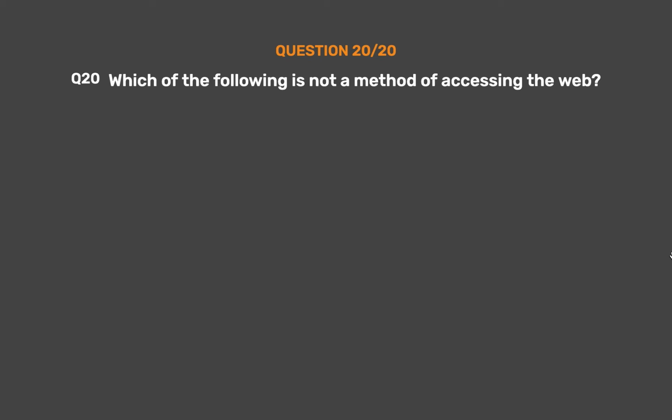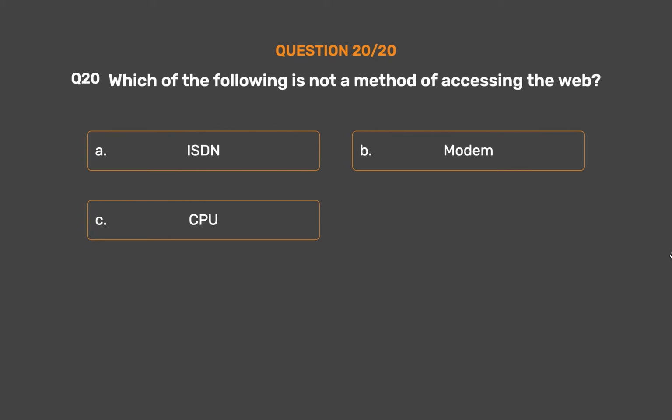Question number 20. Which of the following is not a method of accessing the web? Option A. ISDN. Option B. Modem. Option C. CPU. Option D. DSL.